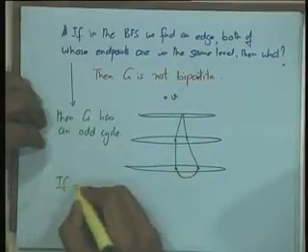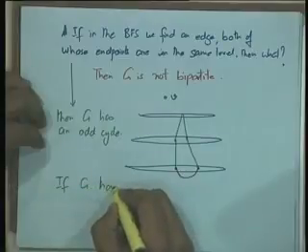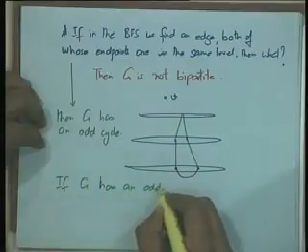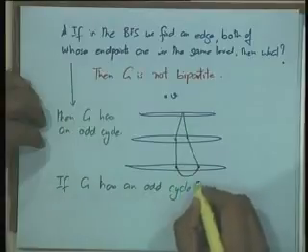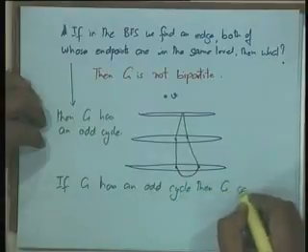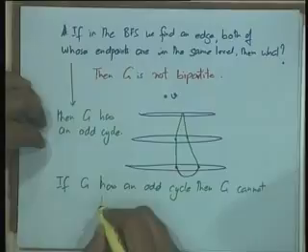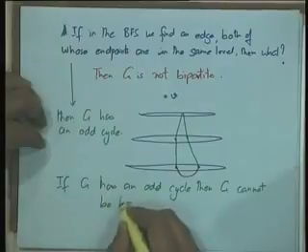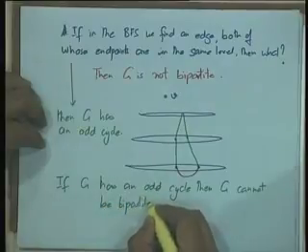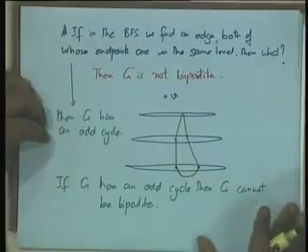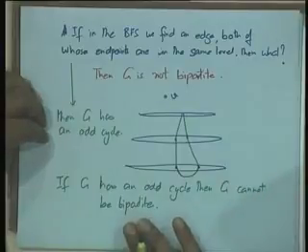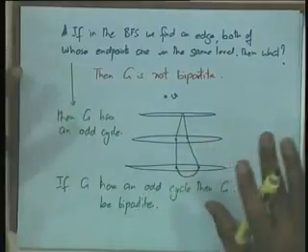Let's prove that fact now. If G has an odd cycle, then G cannot be bipartite. I have not proved this fact, I'll just prove it. But if I prove it, then we are done, right?